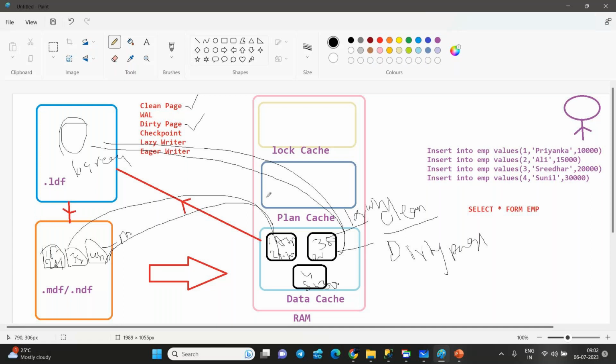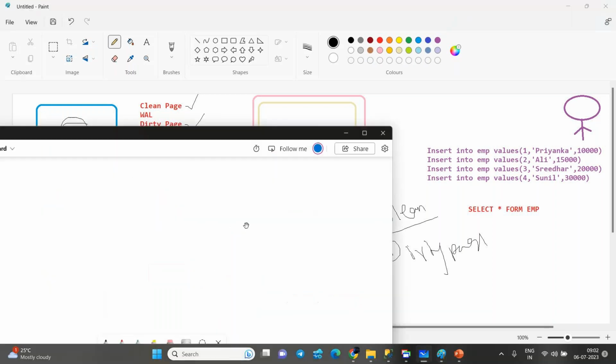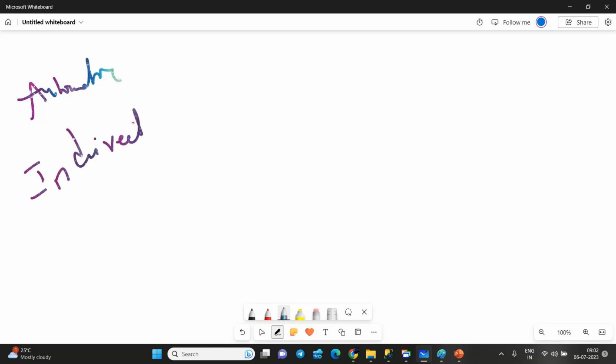We have different types of checkpoints. One is automatic checkpoint, indirect checkpoint, manual checkpoint, and internal checkpoint. First, we'll see about automatic checkpoints.